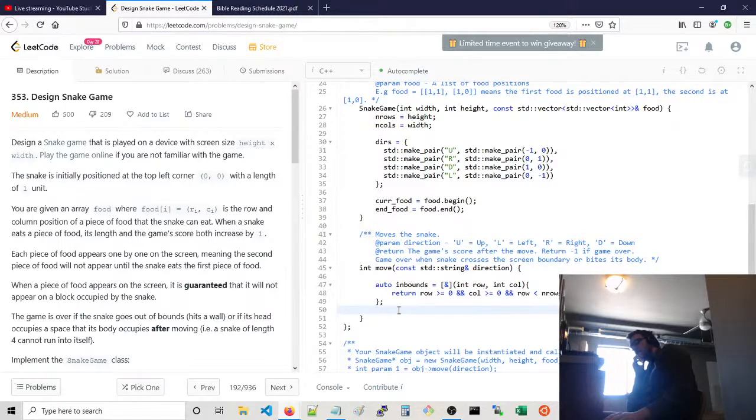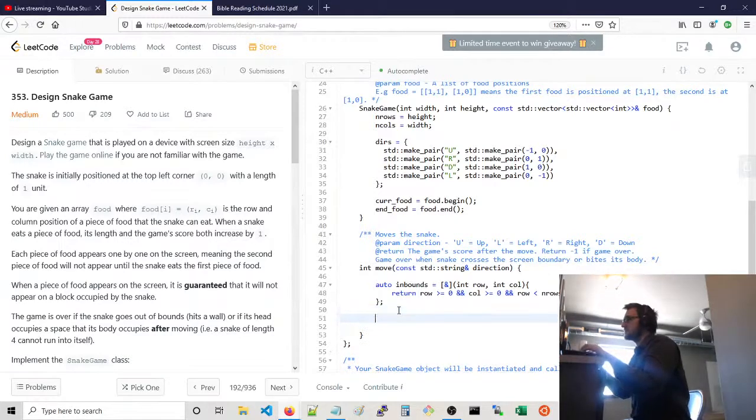The way you move the head. Well, okay, let's do this. Let's calculate the next position. So we'll say int next row and next column. So we're gonna take this direction. We're gonna say const auto dr, dc, dcolumn, d row, dcolumn.